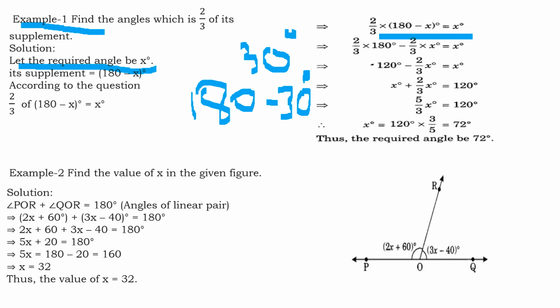So here are the steps. On solving them, you will get the value of x as 72 degrees, and its supplement you can calculate by doing 180 minus 72 degrees.